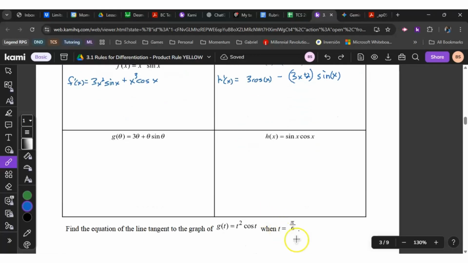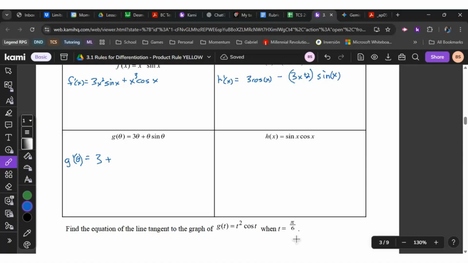All right, next one. g of theta. Does it matter that I switched theta for x? No, I solve it the exact same way. So what is the derivative of 3 theta, or 3x? Just 3.